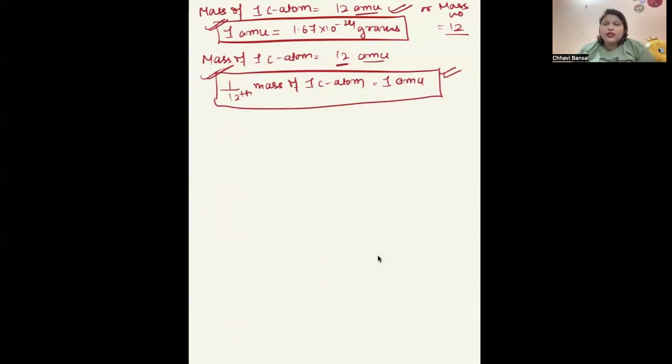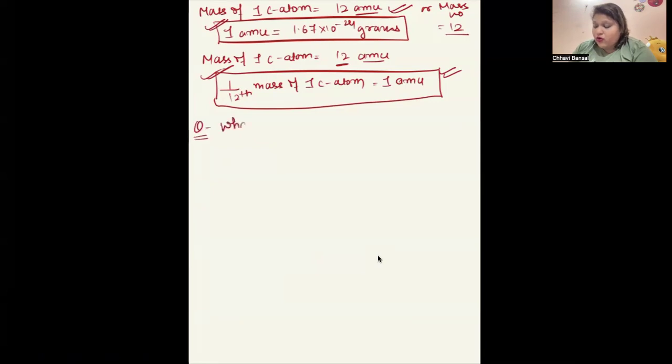Are we clear with the mass number? Are we clear with the 1 AMU thing? Are we clear with atomic number? If we are, let's go ahead. Fine. This is what is given so far. Fine. Now let's do some questions.